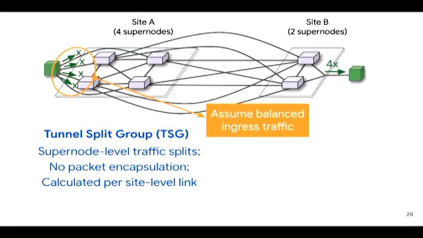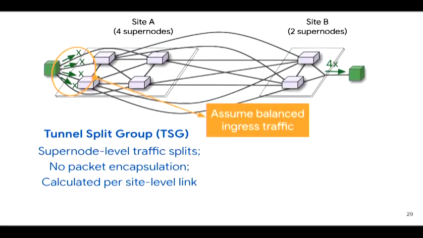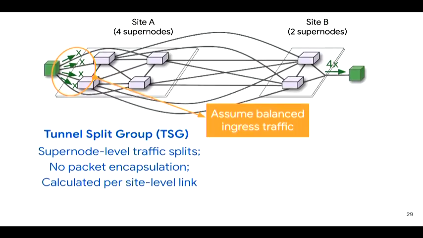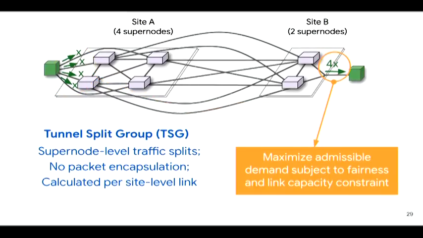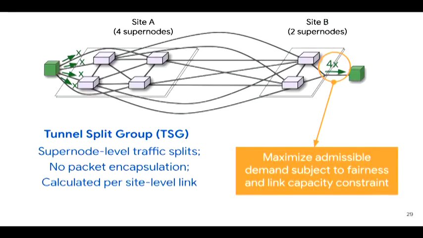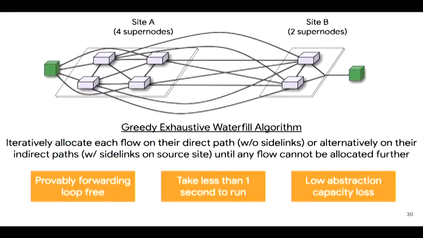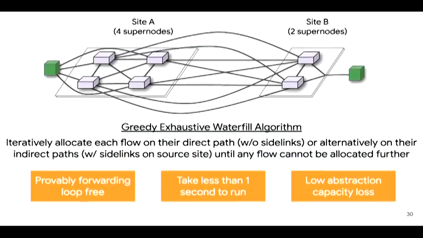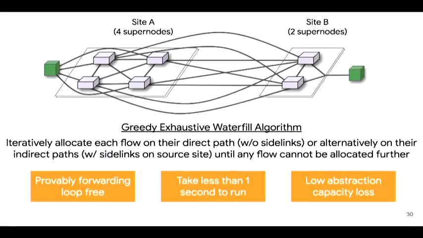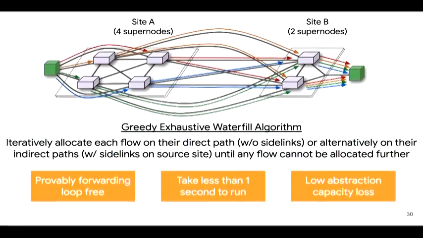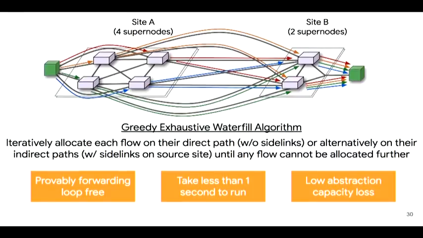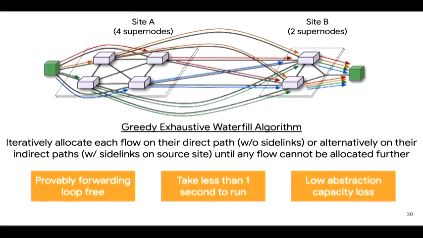First, we model this as a flow problem, and we add a flow for each supernode in the source site. And we assume the traffic is well balanced across the ingress supernodes. The problem we're trying to solve is to maximize the admissible demand subject to fairness and link capacity constraints. To do this, we adopt a heuristic, a progressive water-filling algorithm, which will iteratively allocate each flow on its direct path. For example, the direct path will use the WAN link directly without using any side links at the source site.